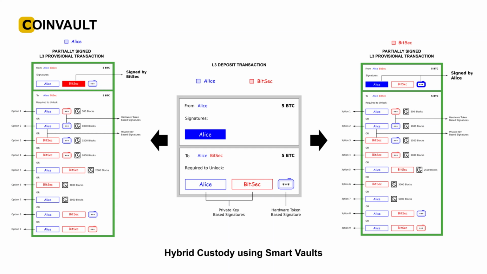As discussed previously, Alice has a partially signed L3 provisional transaction, with BitSec's private key generated signature already added to it, and BitSec has a partially signed L3 provisional transaction with Alice's private key and hardware token generated signatures already added to it. Either party can fully sign the respective partially signed L3 provisional transactions in their possession, without depending on the other, and broadcast a fully signed and valid L3 provisional transaction when necessary.